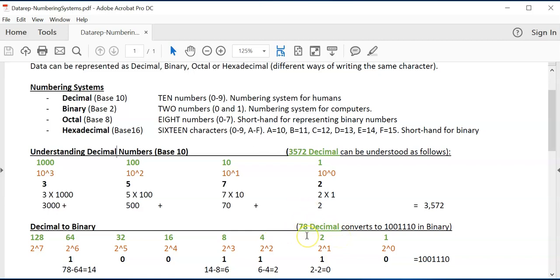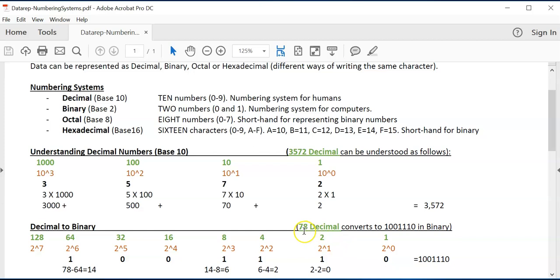78, let's say, is the decimal number, and we need to make a binary from it. So how do we go about doing that? There are many techniques that you may come across. We are going to focus on one technique just for simplicity. If you already know a different technique and want to use it, you're welcome to, but we will just stick to one way of doing things here.